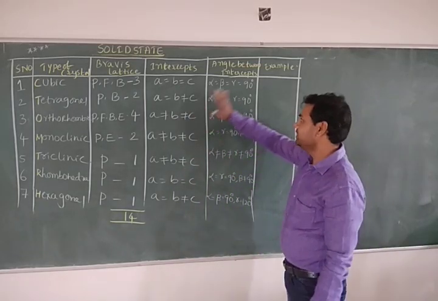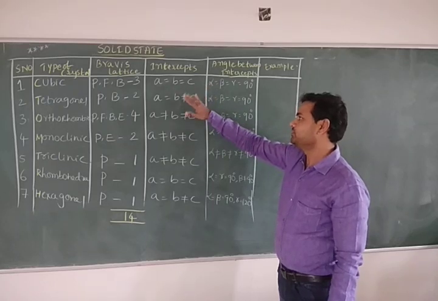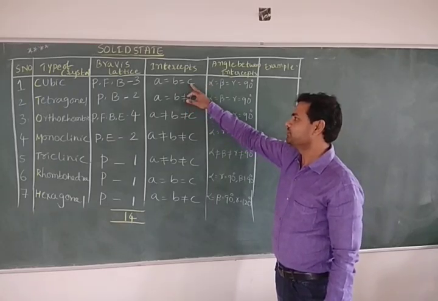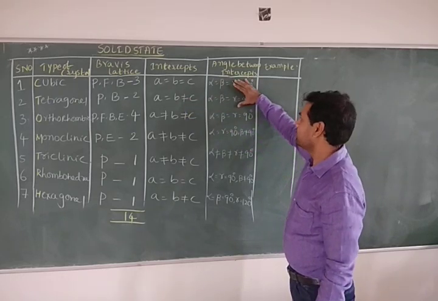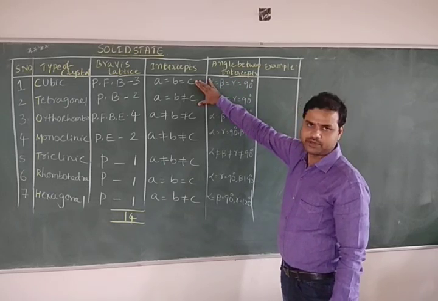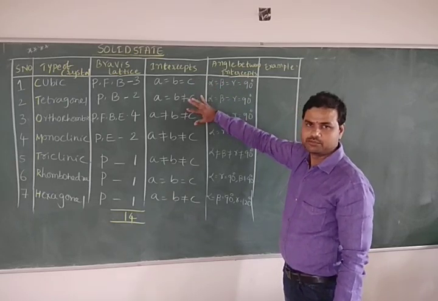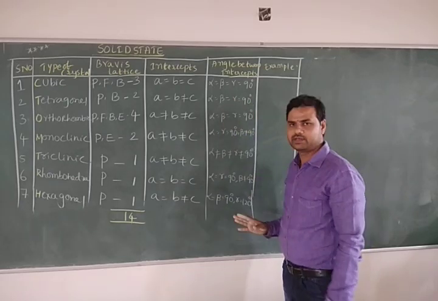Then you see that no two systems have both the same. For example, in case of cubic and tetragonal, the axis angles are same, but intercepts are different. Both will not become same. Is it clear? Based on that, they are classified into the 7 types only.